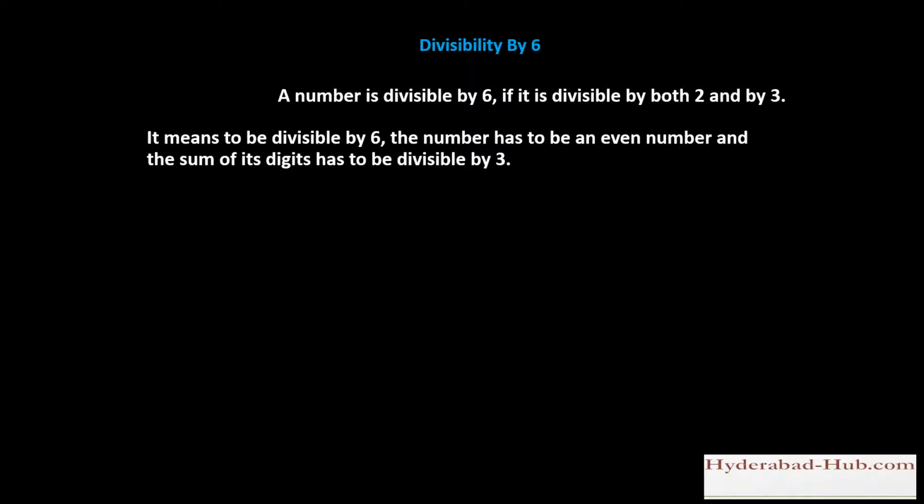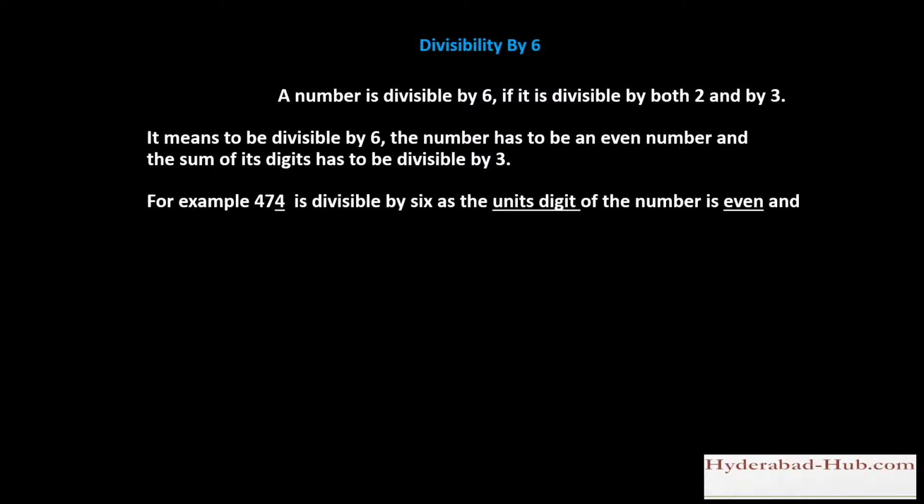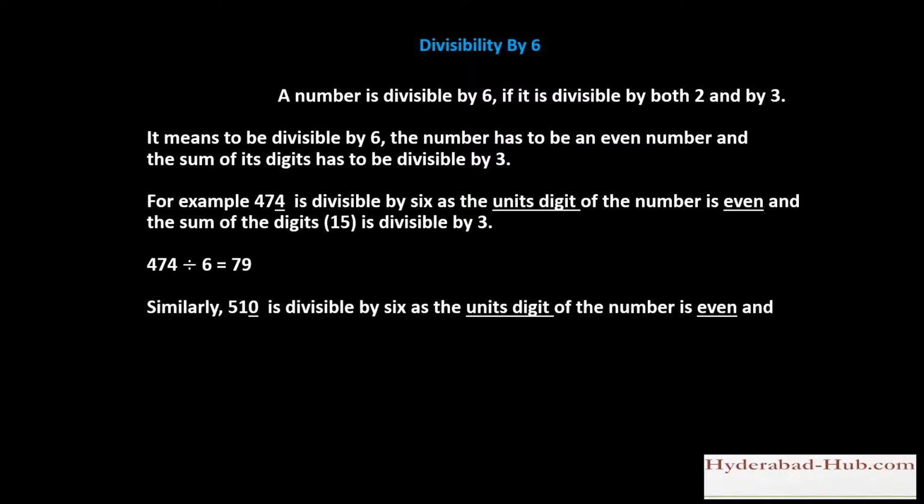For example, 474 is divisible by 6 as the unit digit of the number is even and the sum of the digits is 15, which is divisible by 3. Similarly, 510 is divisible by 6 as the unit digit of the number is even and the sum of the digits, that is 6, is divisible by 3.